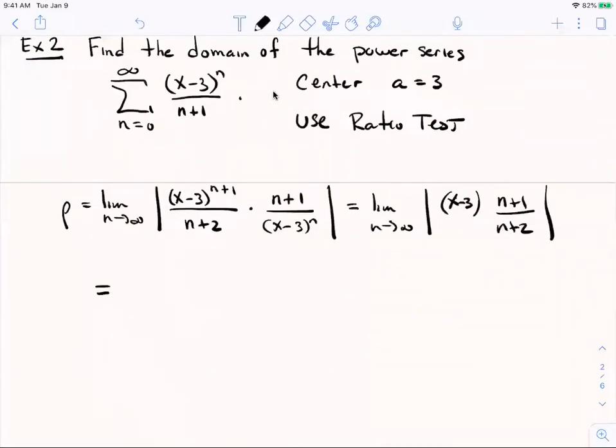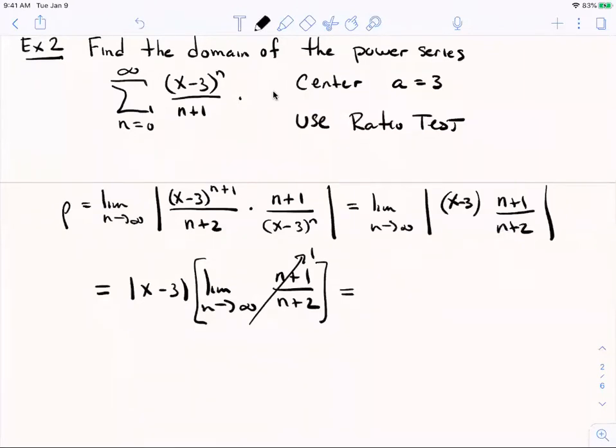Let me come back over here and split that up. The absolute value of x minus 3 is a constant with respect to n. So I can pull it through the limit. It doesn't depend on n. So the limit I'm calculating is just the limit, x minus 3 in absolute value times the limit of n plus 1 over n plus 2. I don't have to write absolute values around that because n plus 1 over n plus 2 is positive, right? That limit is 1. What limit, you say? The limit as n goes to infinity of n plus 1 over n plus 2 is 1. So we just end up getting the absolute value of x minus 3.